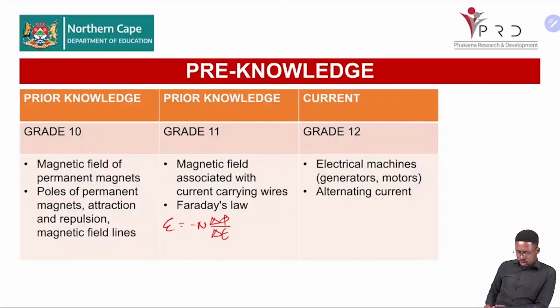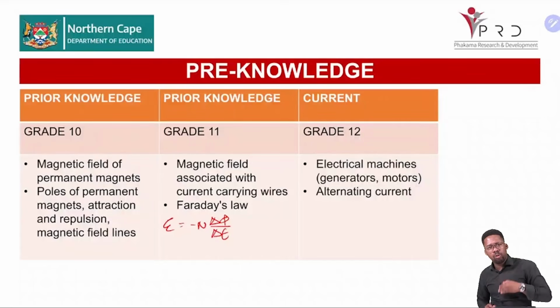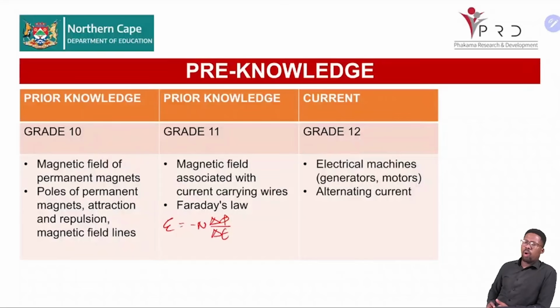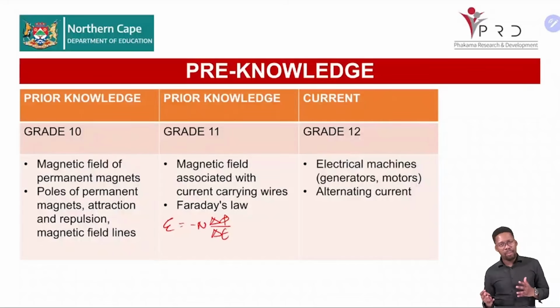Then now in grade 12, we are saying let's link this abstract content to what people are exposed to, which are machines. So we are going to talk about two types of machines. The first one is the generator, and the second one is the motor. In the exam, you'll be asked about a generator or a motor.